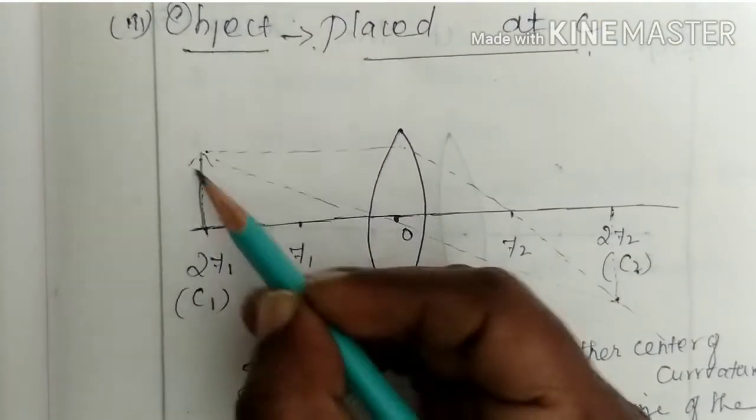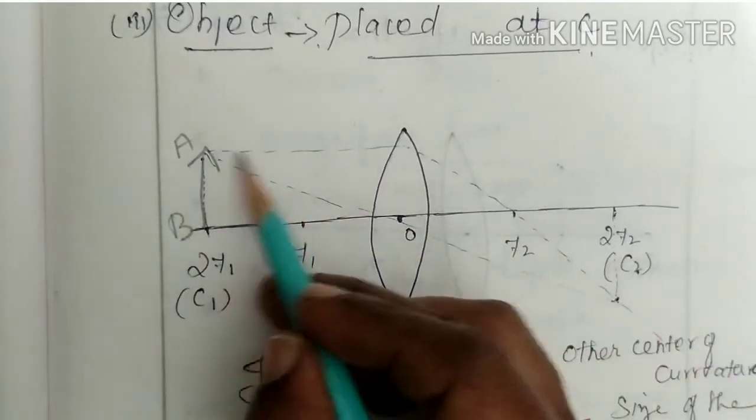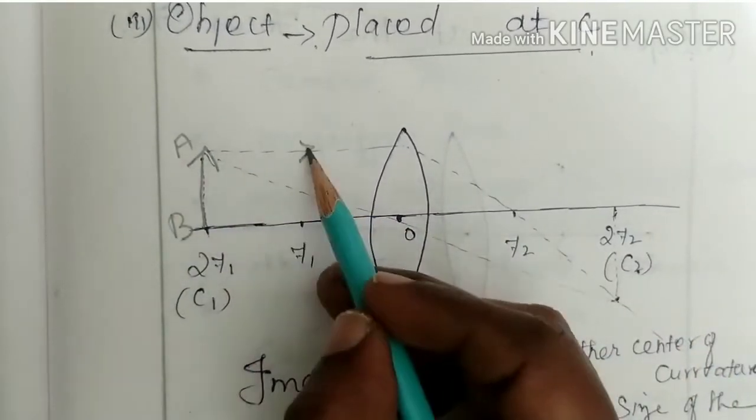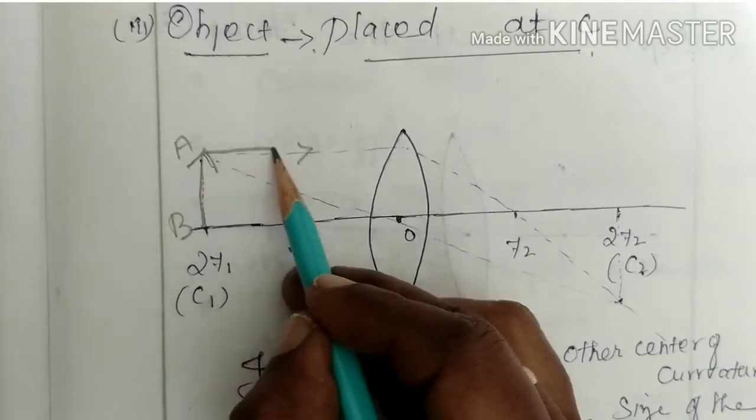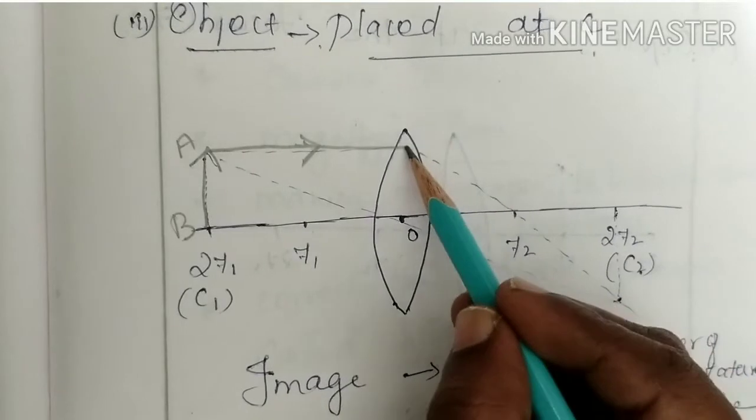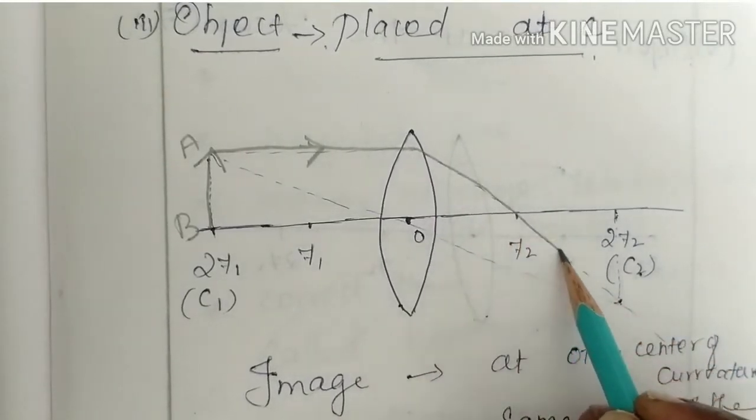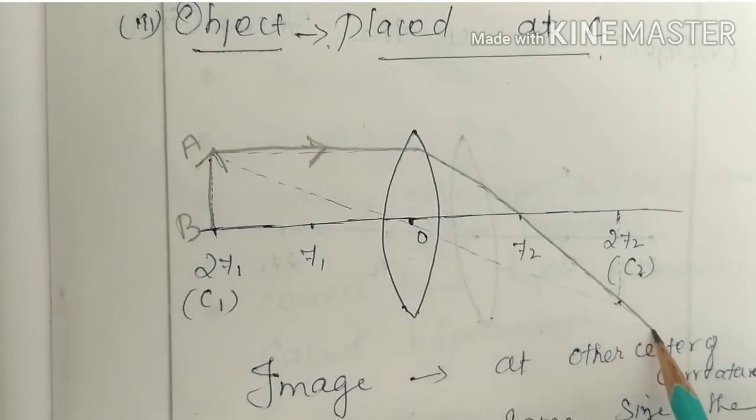So here we are placing the object. AB be the object. See the first ray parallel to the principal axis. The rays coming from the object are parallel to the principal axis. According to the rule, where will it go? It will go to the principal focus. Okay, so this is the refracted ray line.